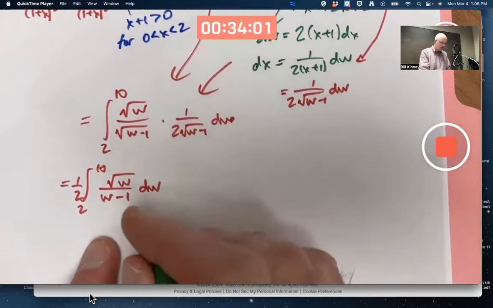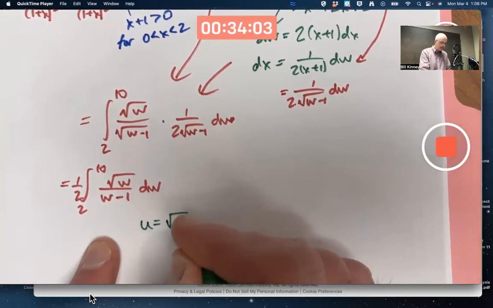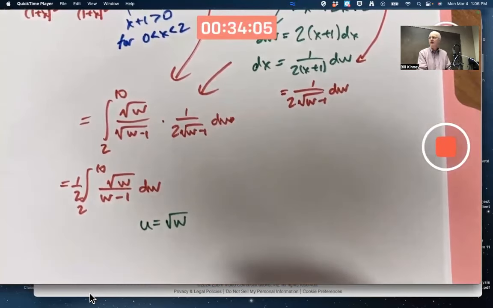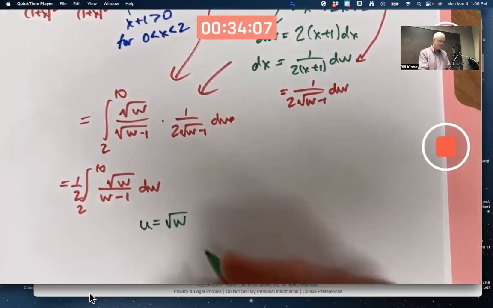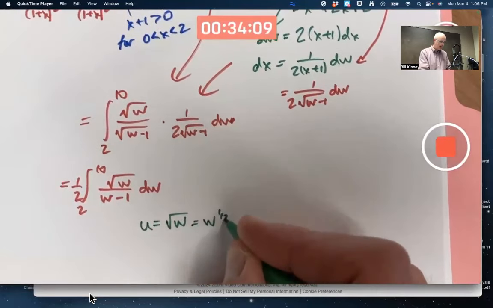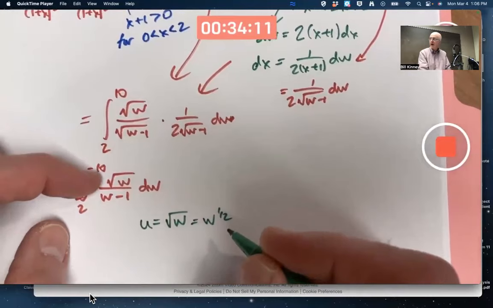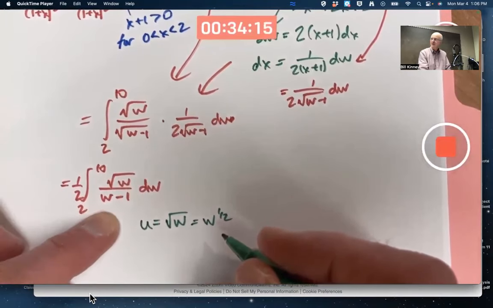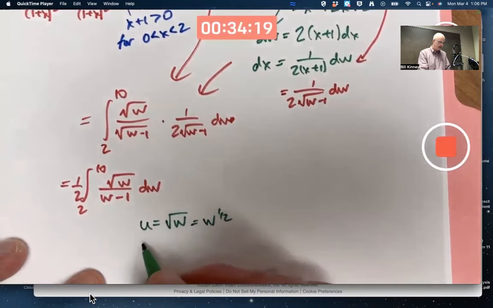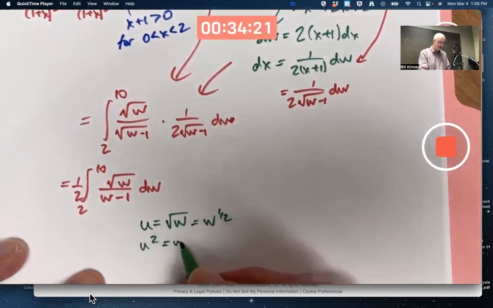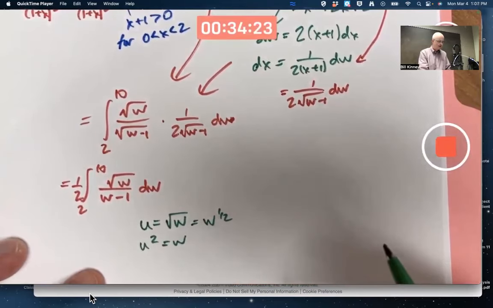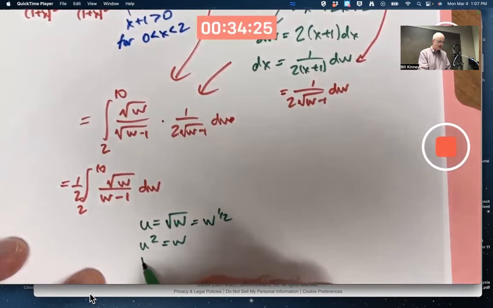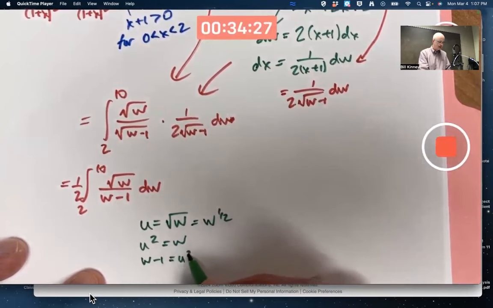How? Try letting u equal square root of w. Another new variable, u. Then the square root of w in the top will go away. I'll just get a u. And in the bottom, w minus 1, that's going to involve u squared. If u is square root of w, then u squared is w. And w minus 1 is going to be u squared minus 1.